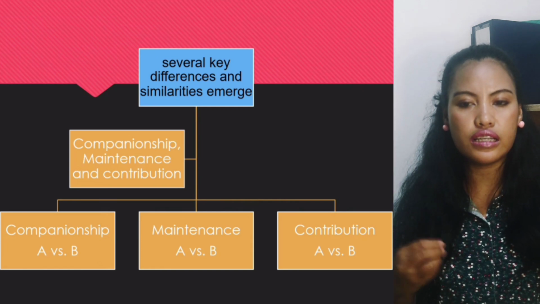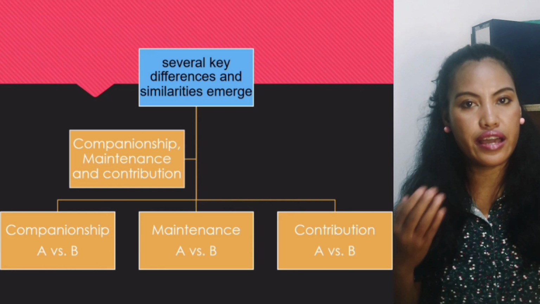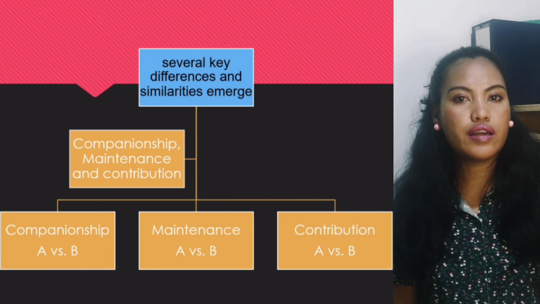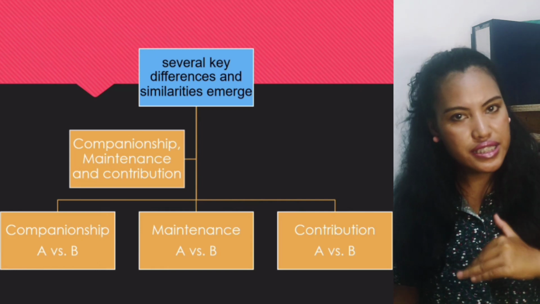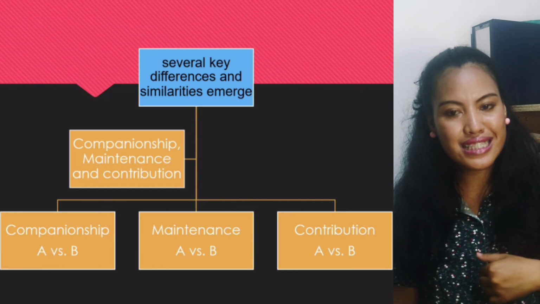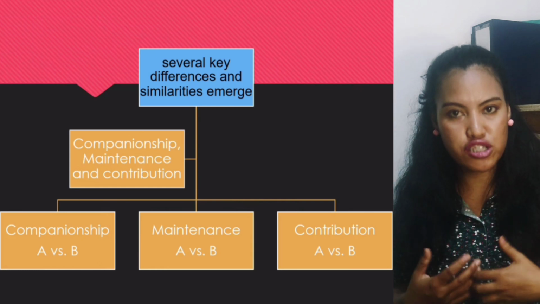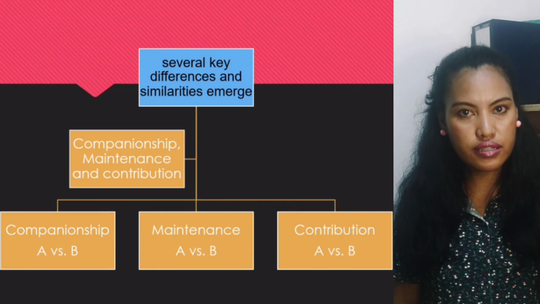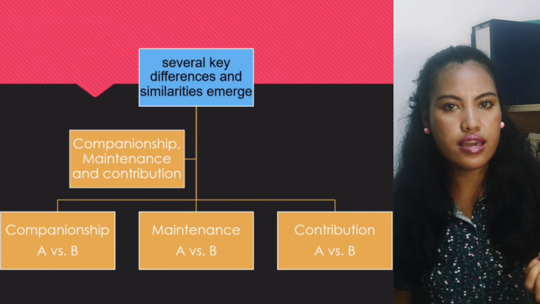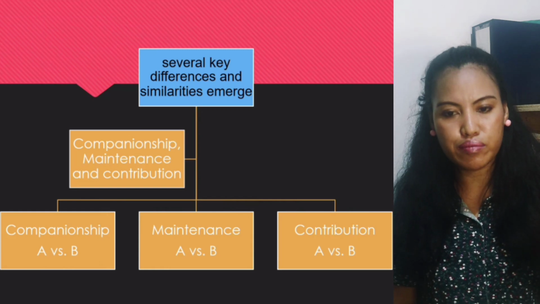There are several key differences and similarities that emerge between a cat and a dog, the cats and the dogs. And the next statement to that, they have been merged. Actually, you can do that. You can merge in one sentence the topic and also the plot or the plan of development.